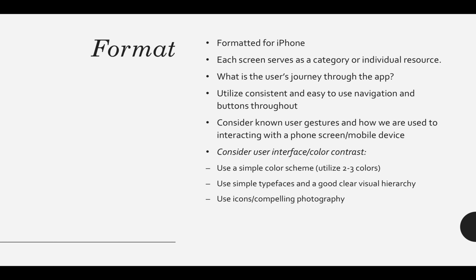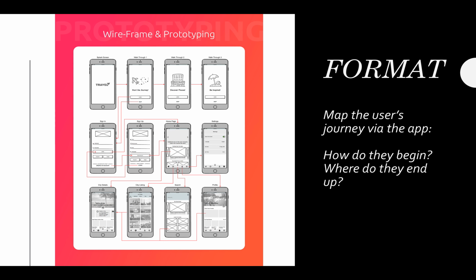But really think about how and where you apply color and using that as a visual device to guide and navigate the user. Think about simple typefaces, one type system, good clear visual hierarchy, and think about your icons and compelling photography as well. Again, with travel, that photography is going to get you a long way. So really think about how and where you apply those visuals and how that makes sense for the user within your mobile app. So taking again the format, thinking about mapping the user's journey.